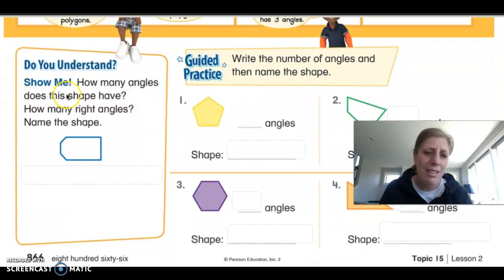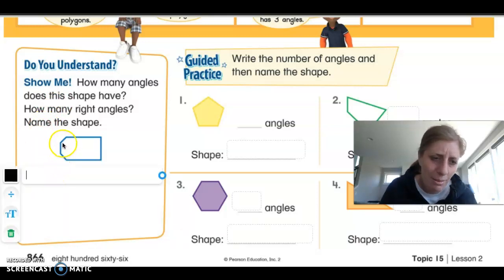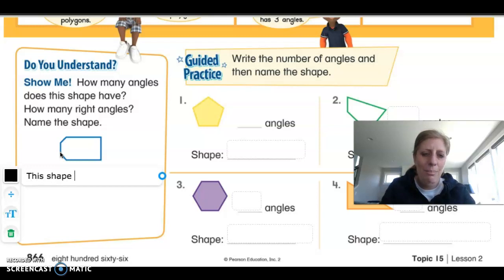Show me. How many angles does this shape have? How many right angles does this shape have? Name the shape. So first, let's count how many angles it has. It has 1, 2, 3, 4, 5, 6. So I'm going to type, this shape has 6 angles. Oops, angles. Keep typing angels by accident, angles. This shape has 6 angles.